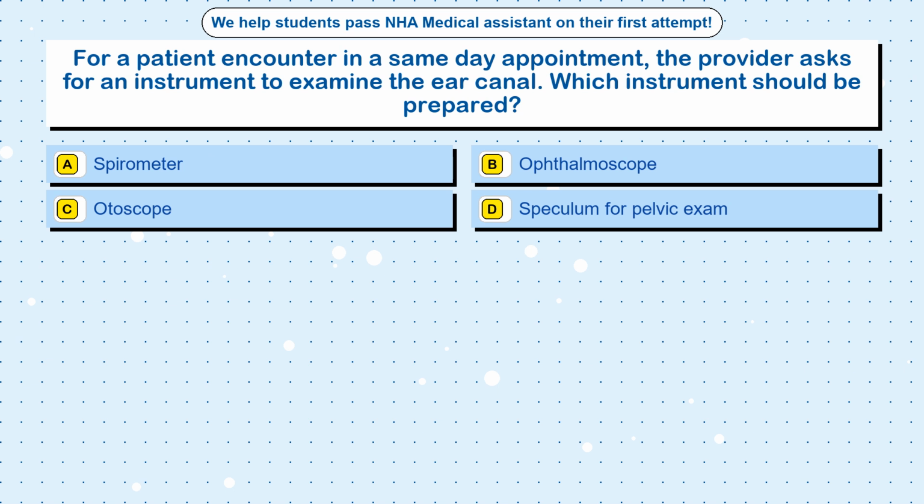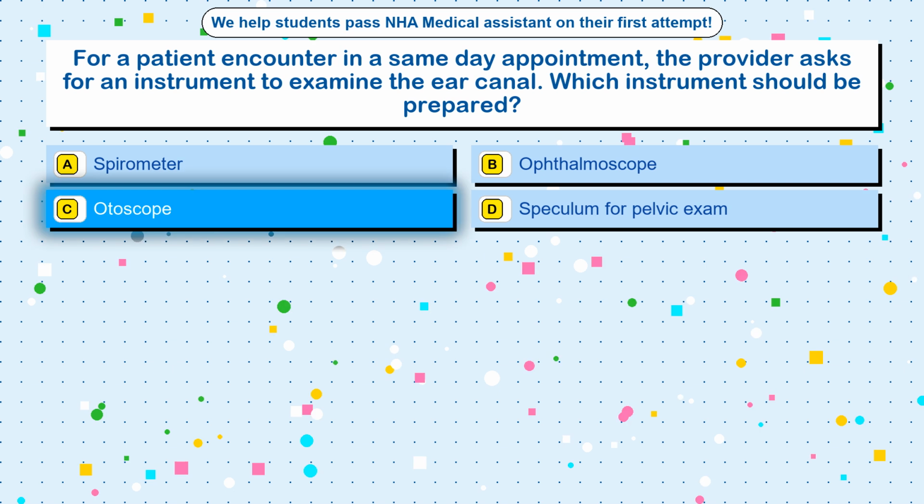Question 24. For a patient encounter in a same-day appointment, the provider asks for an instrument to examine the ear canal. Which instrument should be prepared? Option A, spirometer. Option B, ophthalmoscope. Option C, otoscope. Option D, speculum for pelvic exam. The correct answer is option C, otoscope.